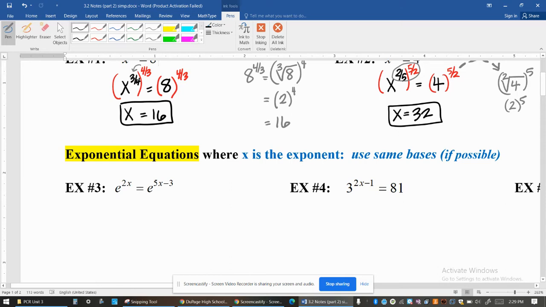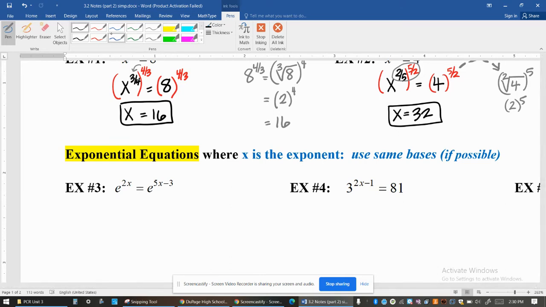All right, let's take a look at example number 3. We have e to the 2x power equals e to the 5x minus 3. According to the uniqueness property, if there's a base on the left that's equal to a base on the right, then their exponents have to be equal. So they're essentially saying that 2x has to equal 5x minus 3. And that's based on the uniqueness property.